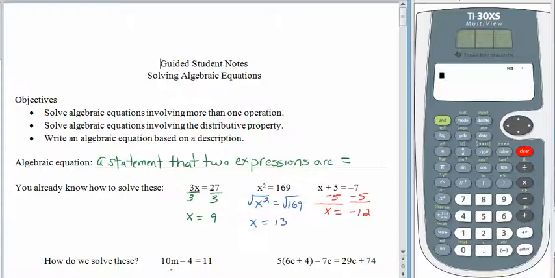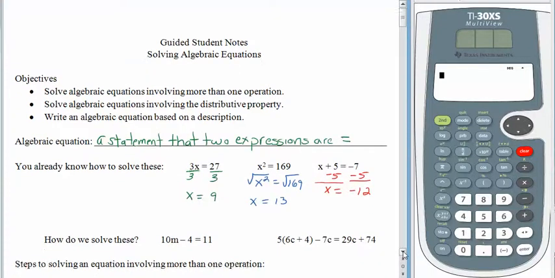For example, we have 10m minus 4 equals 11. There's a multiplication here, there's a subtraction here. We know we need to undo them both, but which one should we undo first? Let's figure this out. And of course, if we have something much larger like this, my gosh, I don't even know where to start. And that's our goal today, to figure out where we start.